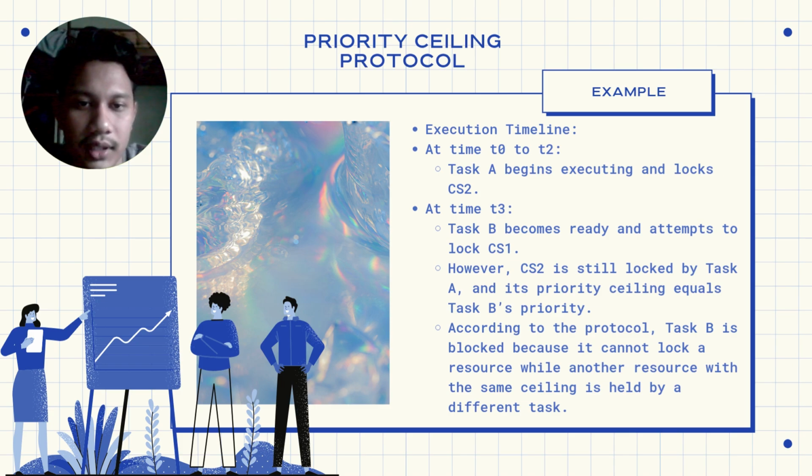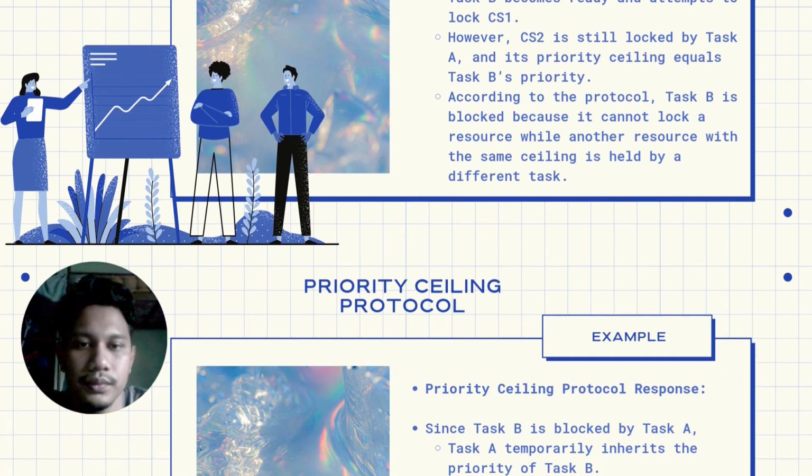At time T3, task B becomes ready and attempts to lock CS1. However, CS2 is still locked by task A, and its priority ceiling equals task B's priority. According to the protocol, task B is blocked because it cannot lock a resource while another resource with the same ceiling is held by a different task.